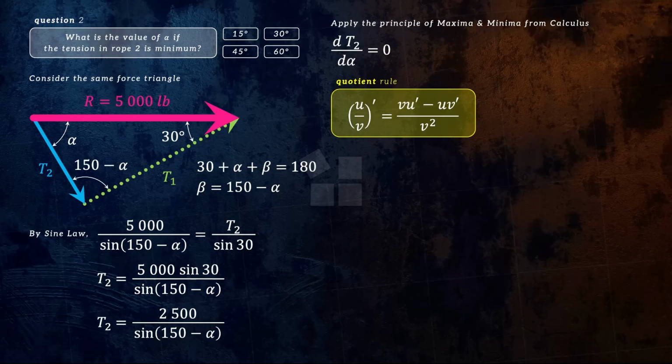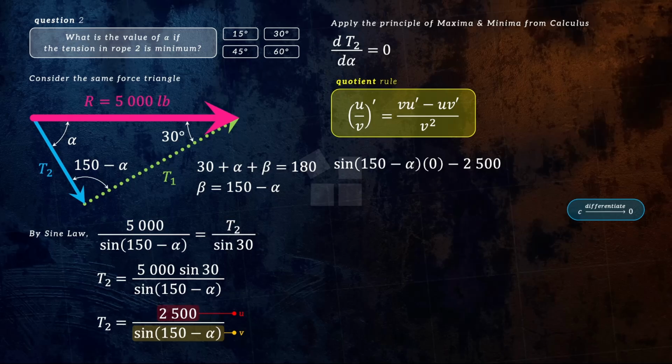If we let the numerator, which is 2,500, be u, and the denominator, which is sine of 150 minus alpha, be v, using the given rule, first, we must copy v, which is the denominator being sine of 150 minus alpha, times the derivative of u, which is our numerator being a constant. The derivative of a constant is always equal to 0. Therefore, we will have times 0 minus copy u, which is our numerator being 2,500, times the derivative of v, which is a sine function.